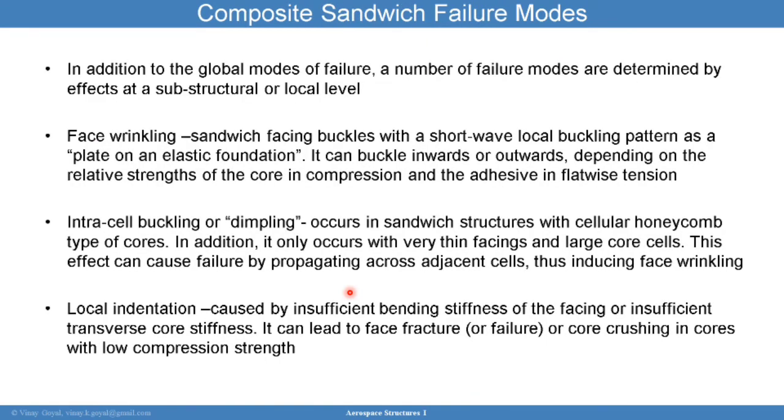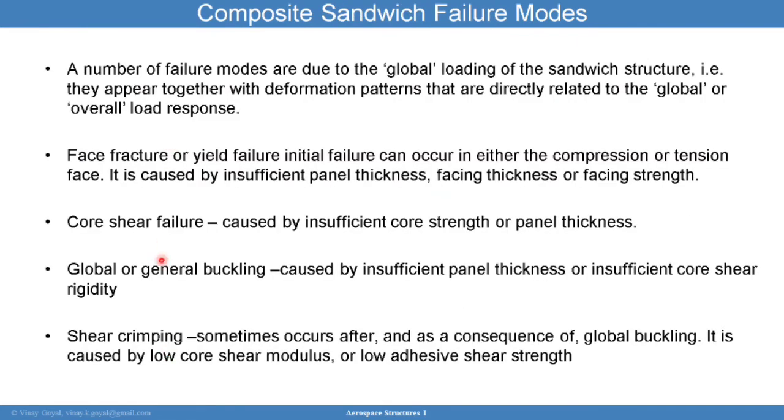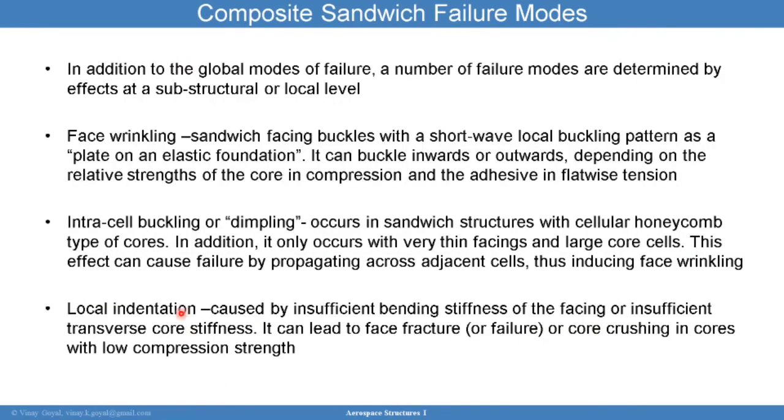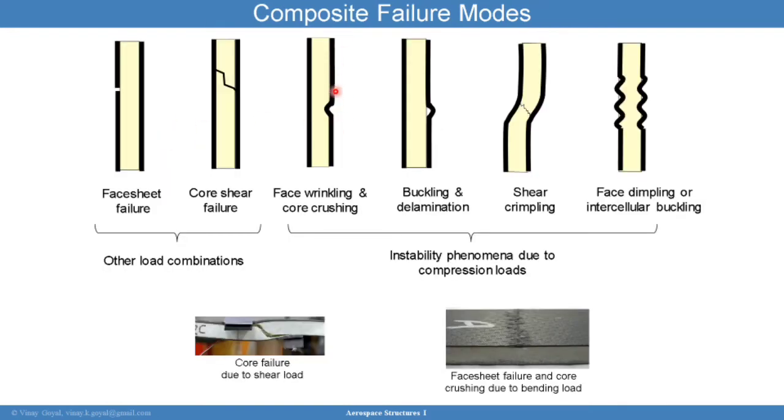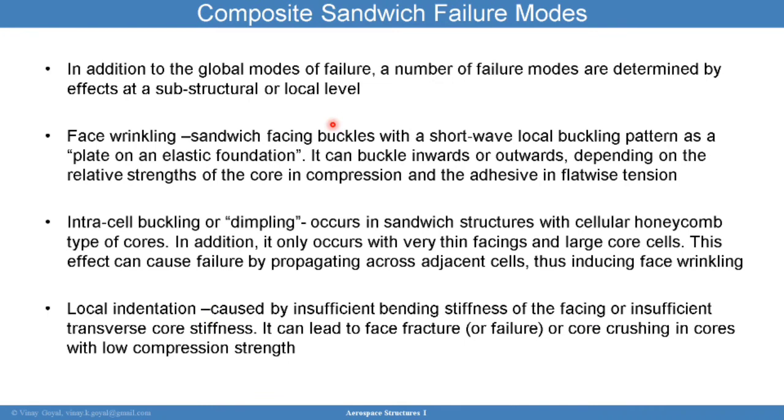In addition to the global failure modes, you could have the face sheet wrinkling behaviors, and these are more like local failure modes. So those were more global failure modes, and now I'm looking at more local failure modes, and face sheet wrinkling is this one right here. In this case, a sandwich face sheet buckles with a short wave, and a local buckling pattern forms. And this local buckling pattern can crush the composite and can cause a problem.